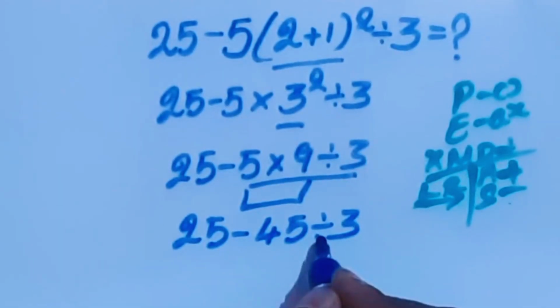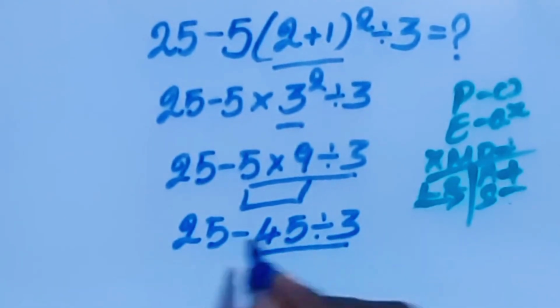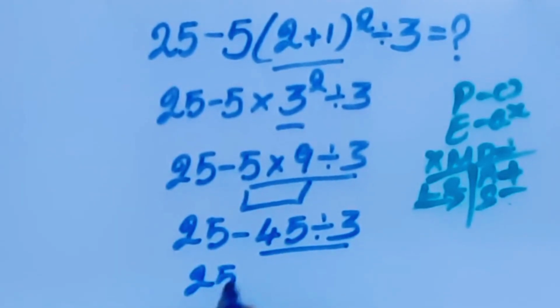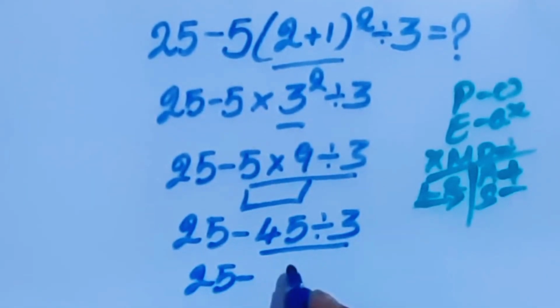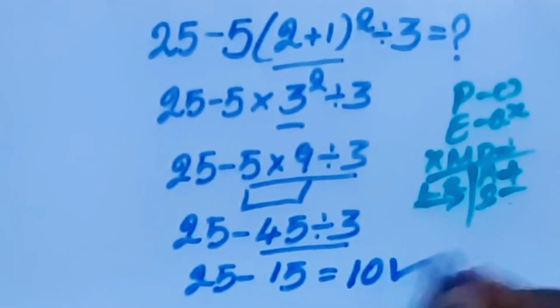Here we have subtraction and division. Division is higher priority than this subtraction. So we have to do this division before this subtraction. 25 minus 45 divided by 3 is 15. Here 25 minus 15 is 10, which is the correct answer.